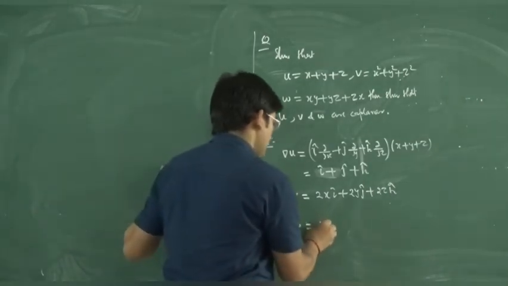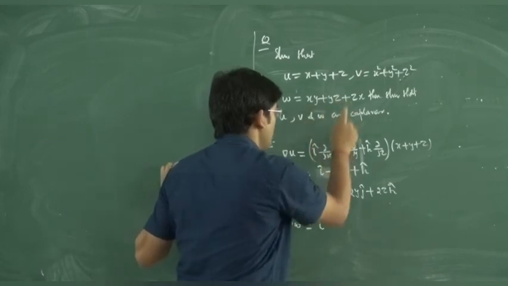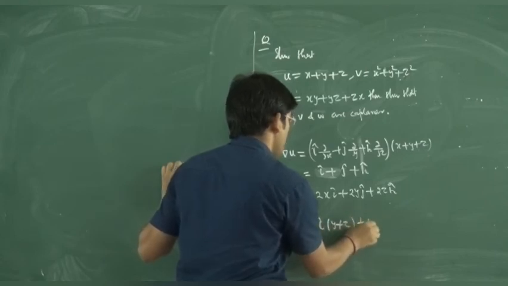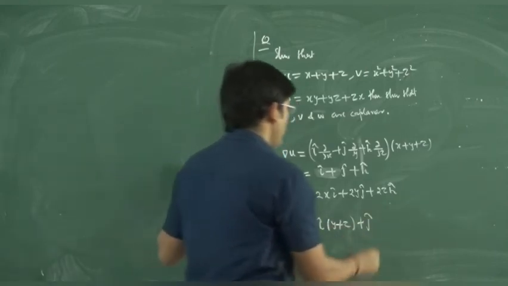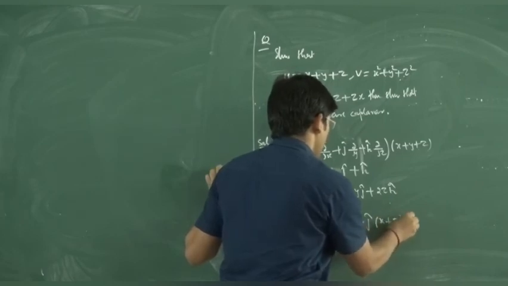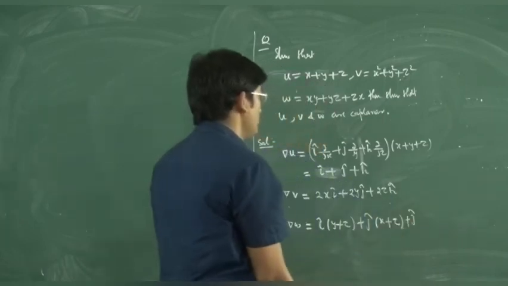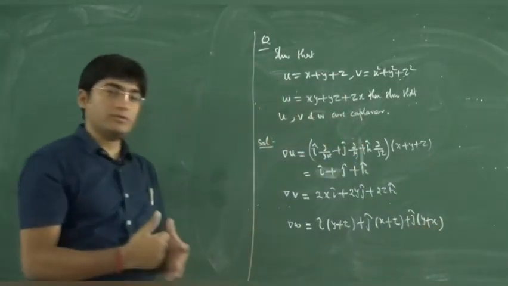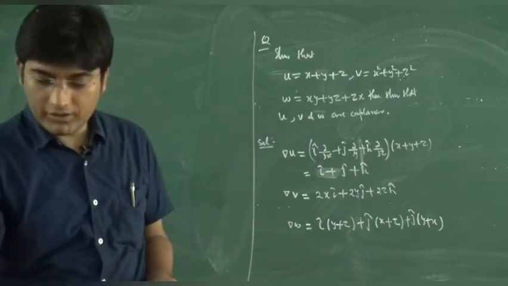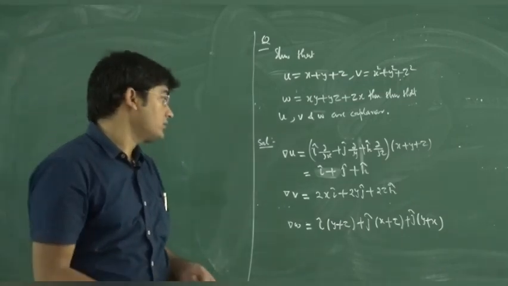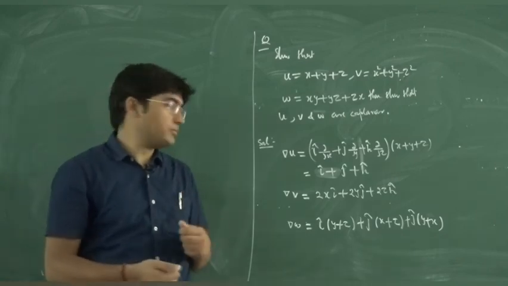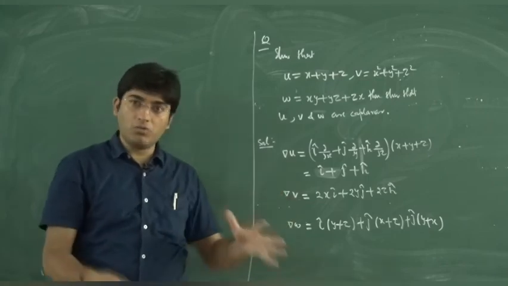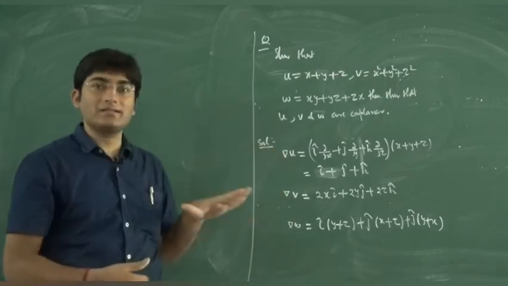is equal to i times, now if you differentiate this bracket with respect to x, then we will have y plus z, and then j times the differentiation of w with respect to y will be x plus z. Then the differentiation of w with respect to z will be y plus x. So we have the values of grad u, grad v and grad w. We know that grad u, grad v and grad w are the normal vectors to the surface. So we have three normal vectors. Now we will show that these three vectors lie in the same plane.